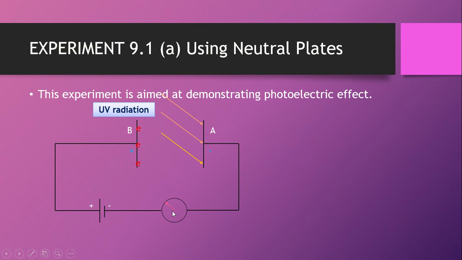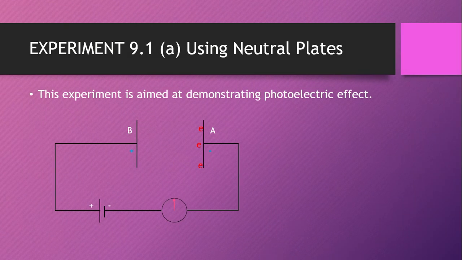But notice, I don't want you to cram that this will be the direction of the galvanometer. It can also deflect in other ways. You'll find that when the UV radiation strikes there, electrons are dislodged. Basically, we'll find that the deflection can be in any direction.